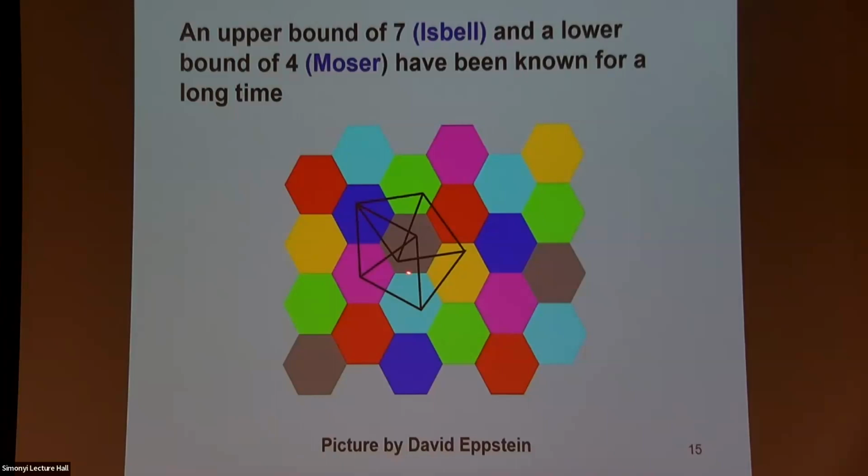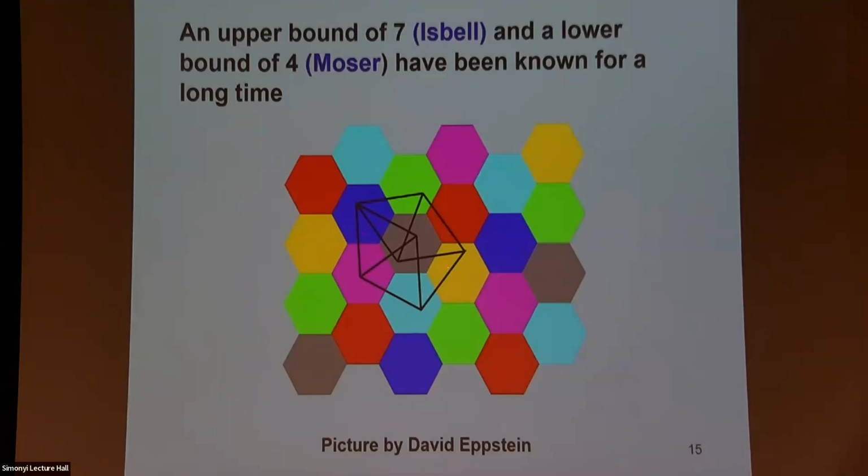So the lower bound comes from the so-called Moser spindle. This is a simple graph on 7 vertices, just obtained from a 5-cycle by blowing up, duplicating 2 vertices. And this is a specific graph that can be embedded as a unit distance graph in the plane, and its chromatic number is 4.